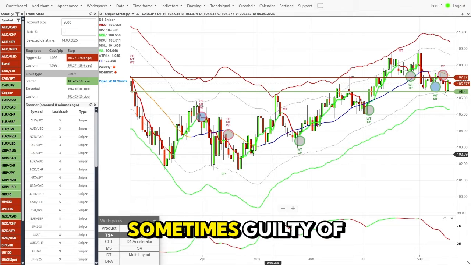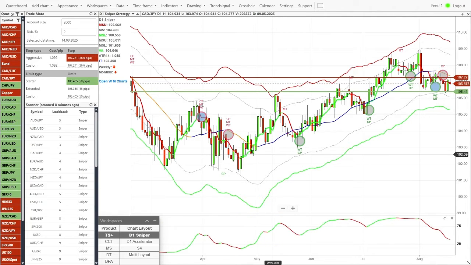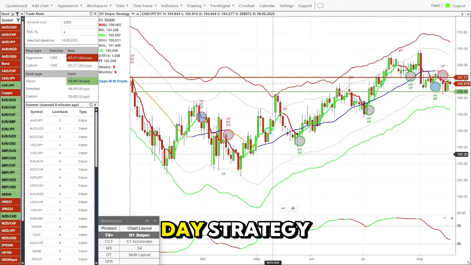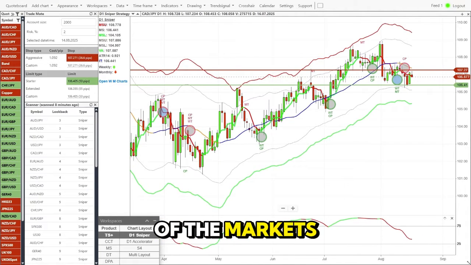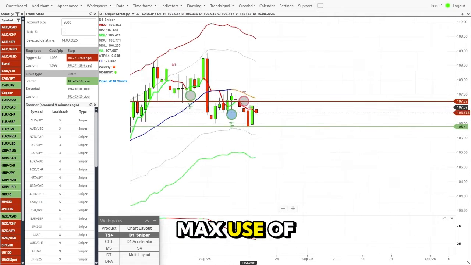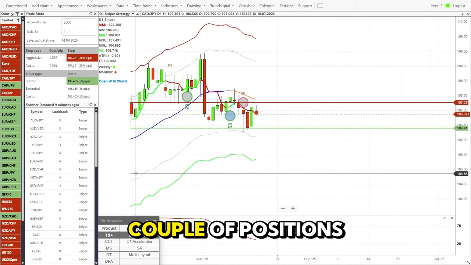We find ourselves sometimes guilty of looking at the big movers, but the real bread and butter of the end of day strategy we use is the small trades that we pick up on a daily basis, in and out of the markets to make the max use of our accounts. So there's a couple of positions I want to show you.